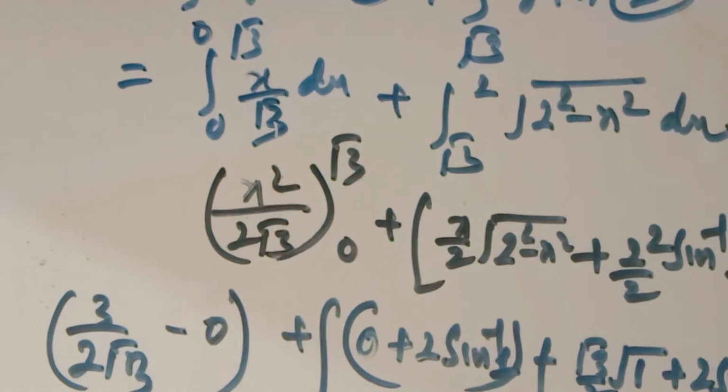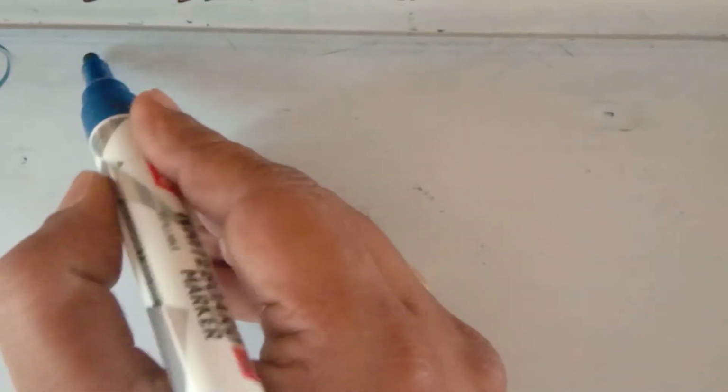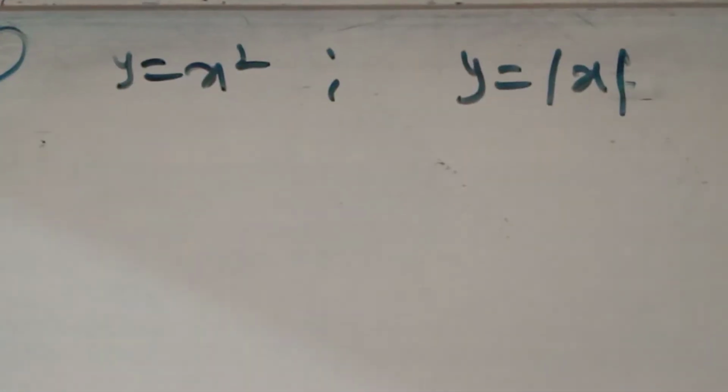Now the next question of this exercise containing two curves is question number 9. You have to find the area bounded by the curves y is equal to x square and y is equal to mod x. Question number 9. It is an important question. Hear it very carefully. The curves are y is equal to x square and y is equal to mod x. You have to find the area bounded by these two curves.